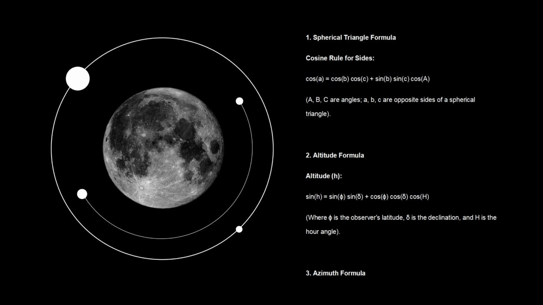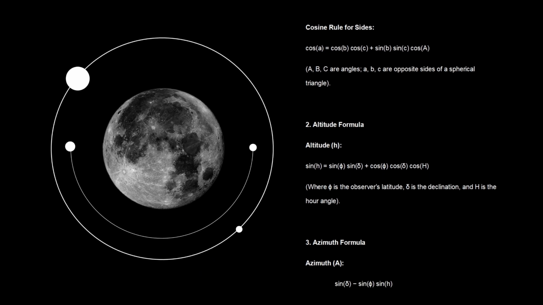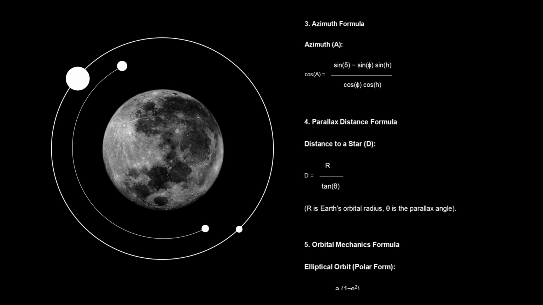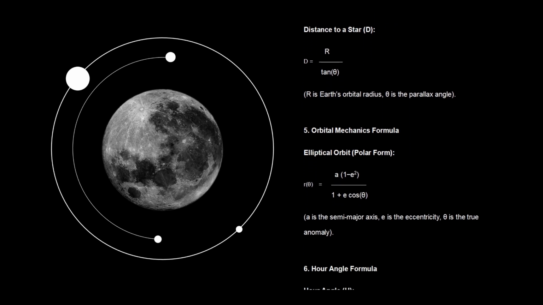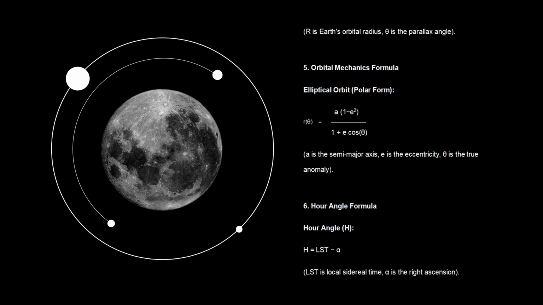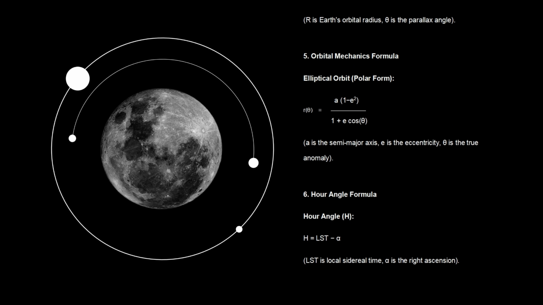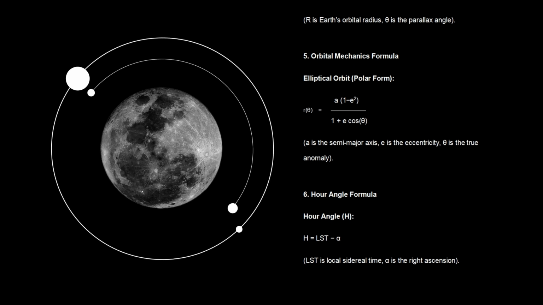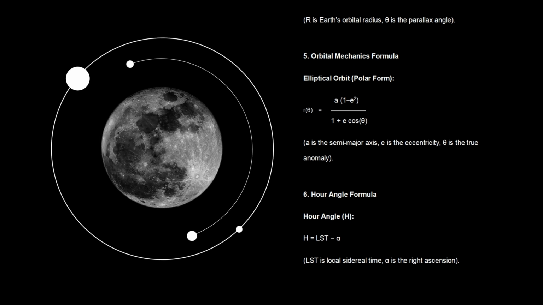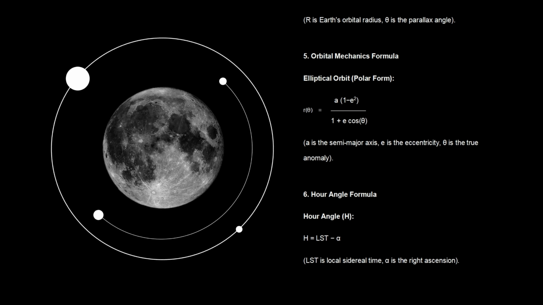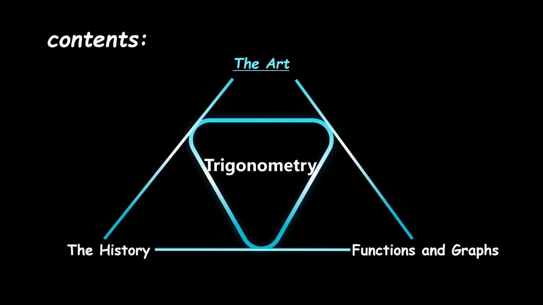Trigonometric functions play a crucial role in astronomy, especially in calculating celestial distances and positions. Using formulas like the cosine rule, we determine angular heights, while the parallax distance formula allows us to measure the distance to nearby stars. Additionally, the orbital mechanics formula describes the elliptical orbits of planets. These equations highlight how trigonometry helps us explore and understand the universe's vast structure.